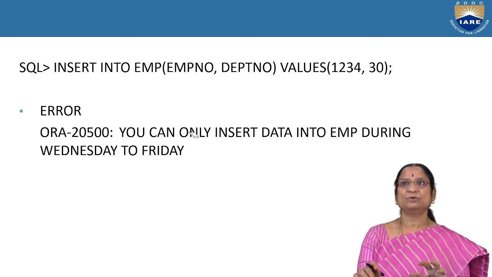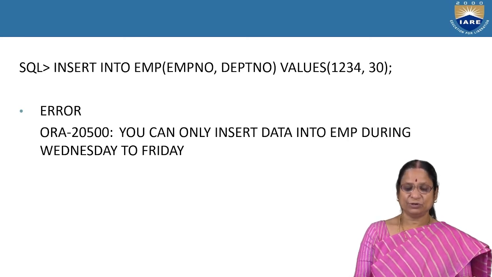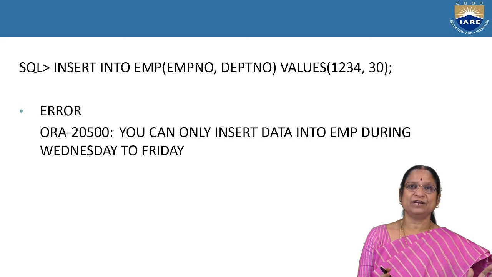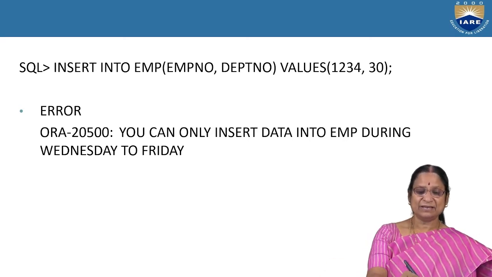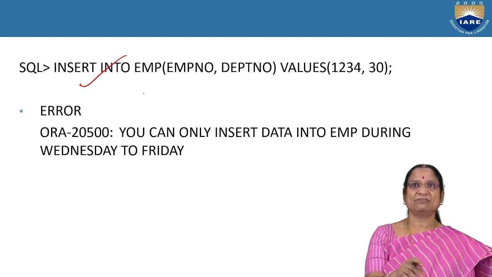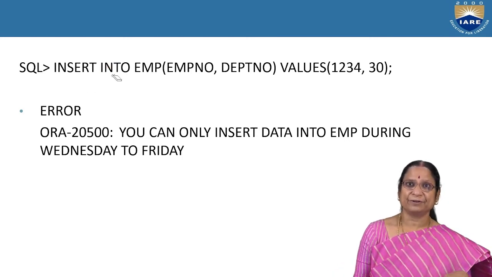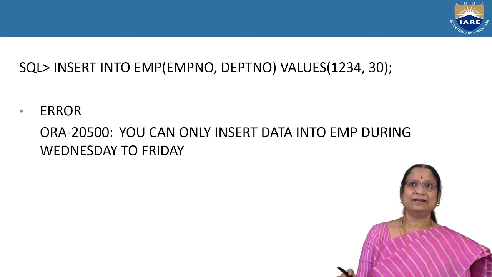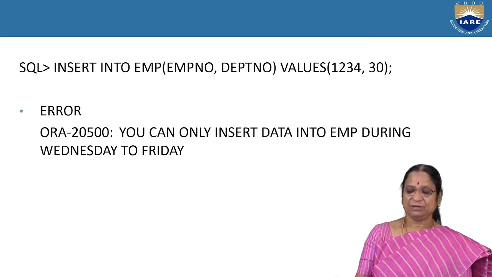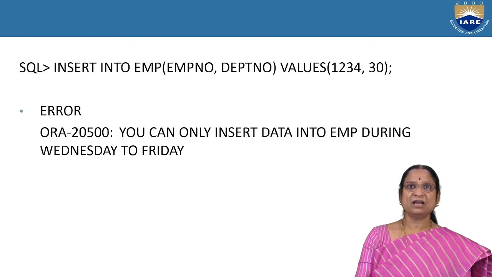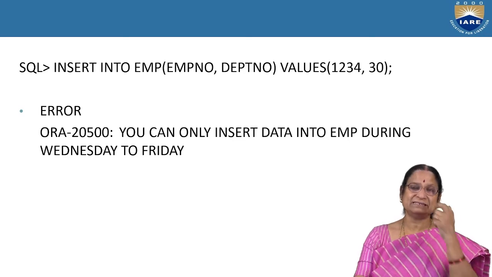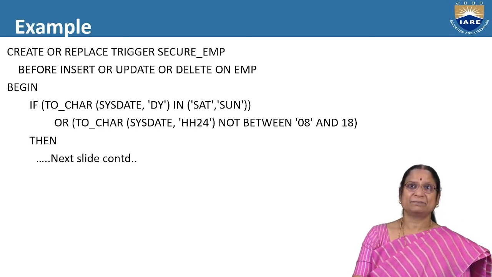So when I try to insert data, I'll get an error: You can only insert data into EMP during Wednesday to Friday. Today is Tuesday, so you cannot insert. If today is Wednesday, let us assume, I won't get any error. The insertion will be successful. That means when this event occurs, before the event itself, what is the event? Inserting a record, inserting a tuple. Before that itself, the trigger gets fired and the action is taken, because we are using the before option. If you are using after, what happens? It will insert first, then it will get fired. There is no meaning in getting such an error. So it depends upon the logic which we are going to develop.